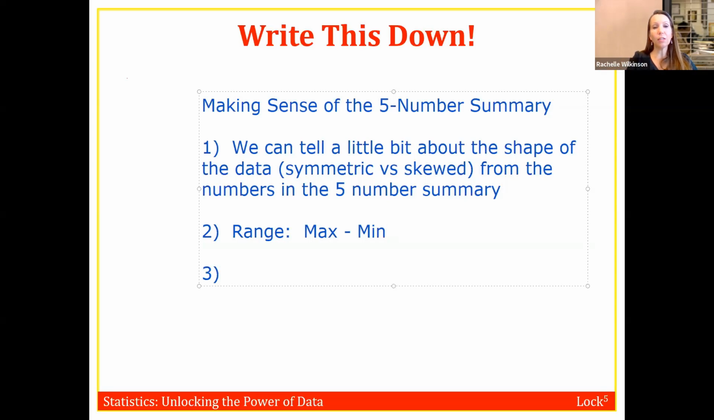Okay, the third thing that we can measure with our 5-number summary is something called the IQR, which stands for the interquartile range. We find the interquartile range, the IQR, by taking Q3 minus Q1.